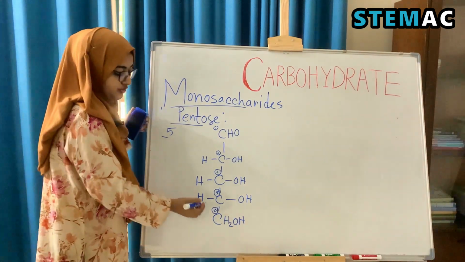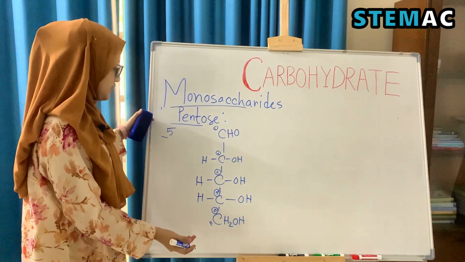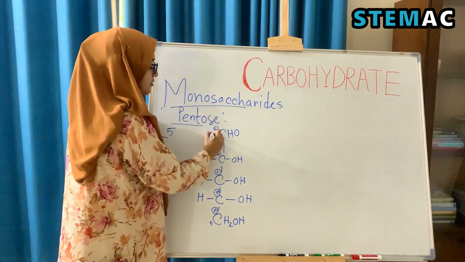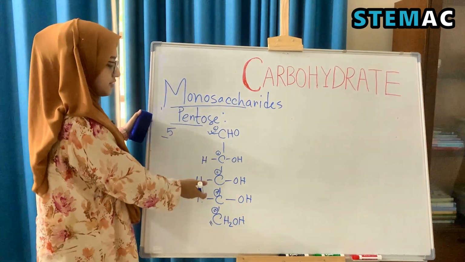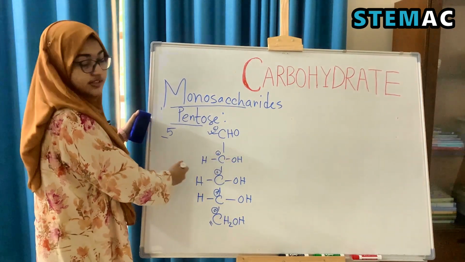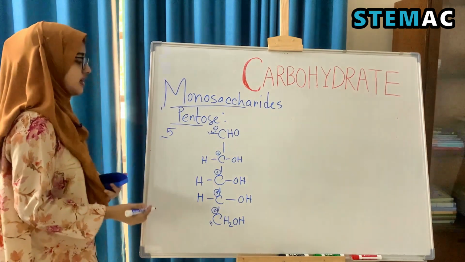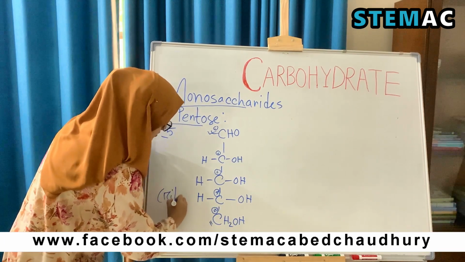And just like before, we said that the end carbon will have CH2OH. And as it's an aldose, the carbonyl group will be CHO. And the middle carbons will have hydroxide and hydrogen, as we've seen before, the simple structure. So this is called a ribose.